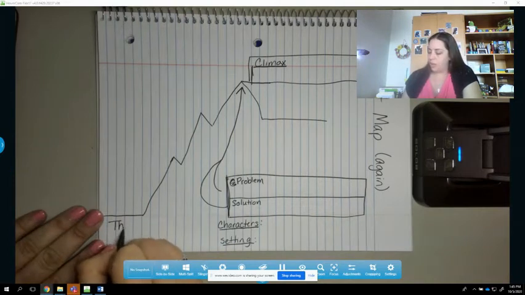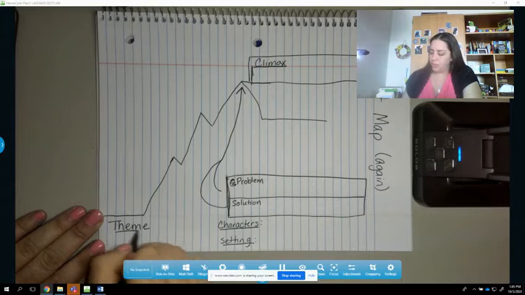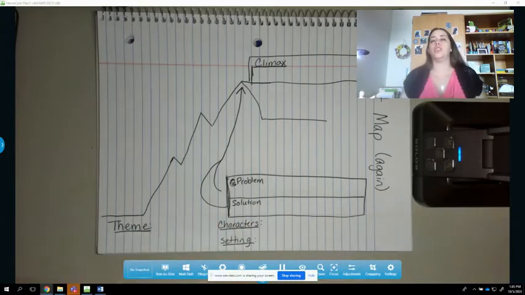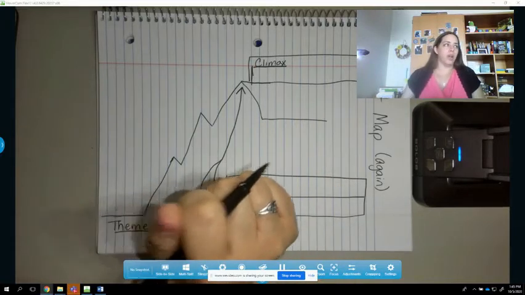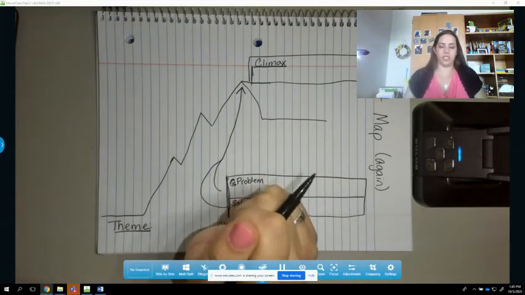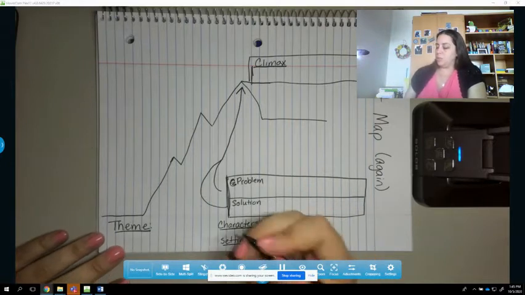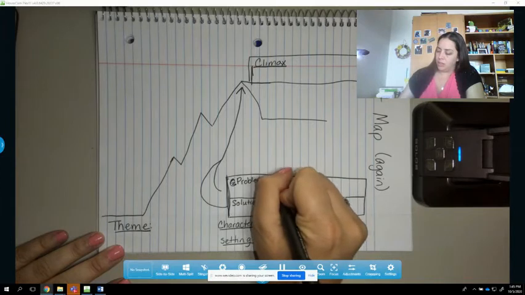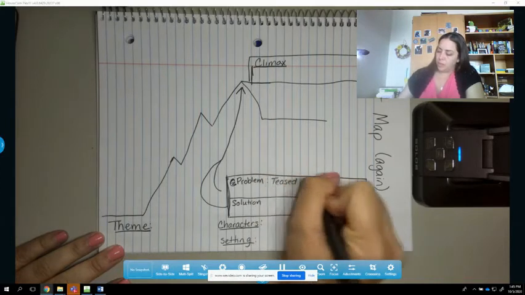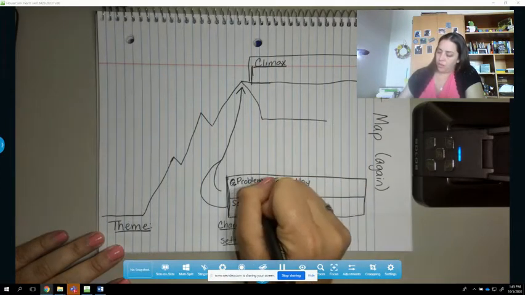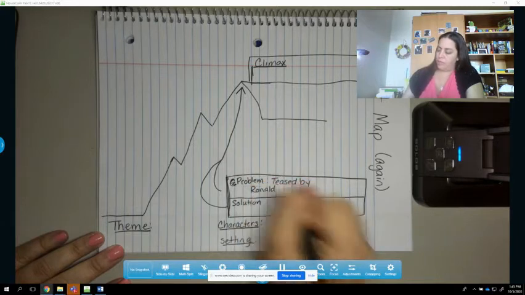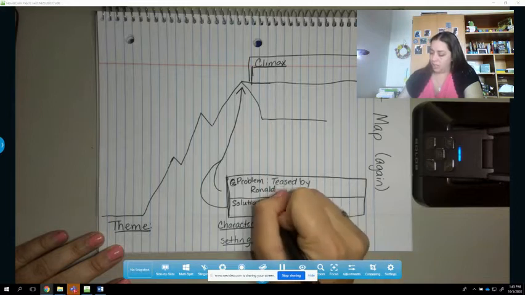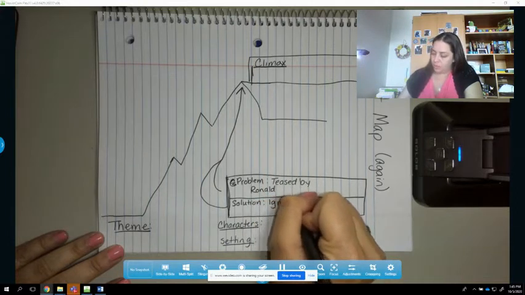Underneath our front part is the theme. So this is what our new plot map is going to look like. And if I were to say do the book Molly Lou Melon, which I read a little earlier today, you know, Molly Lou, her big problem was that she was teased by Ronald Durkin. And the solution that she had was to just ignore him.